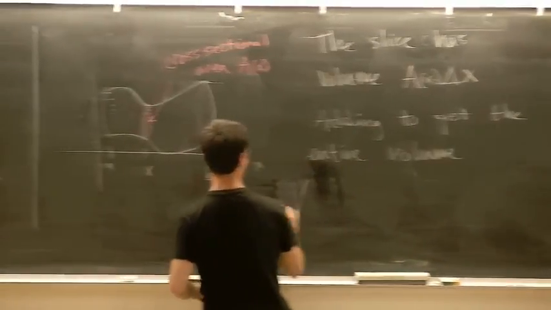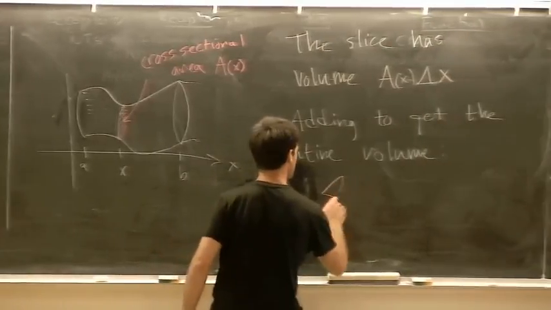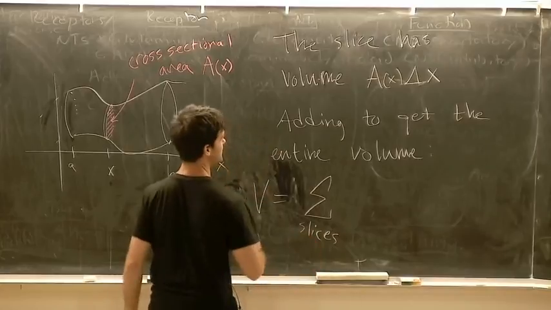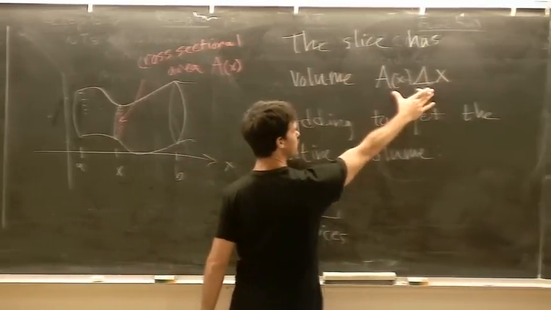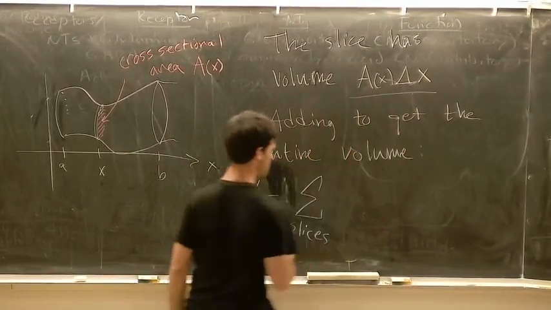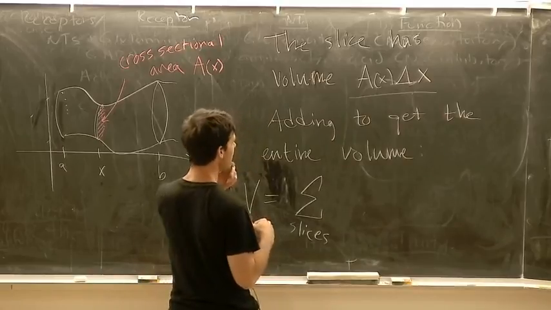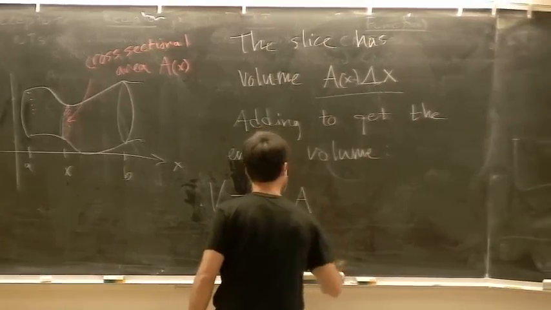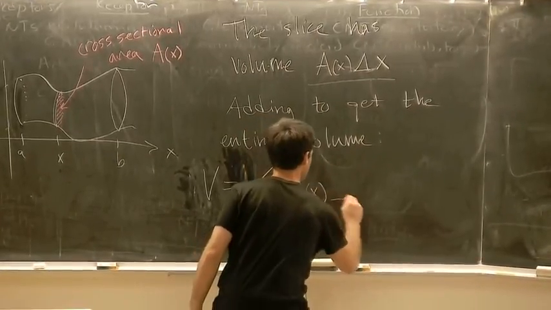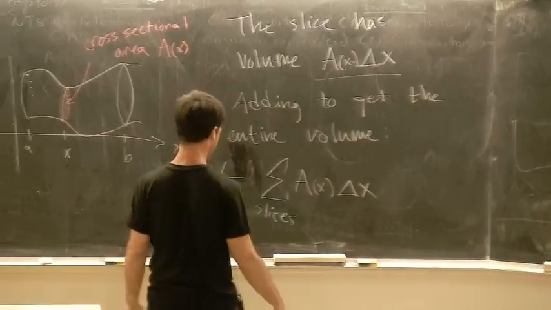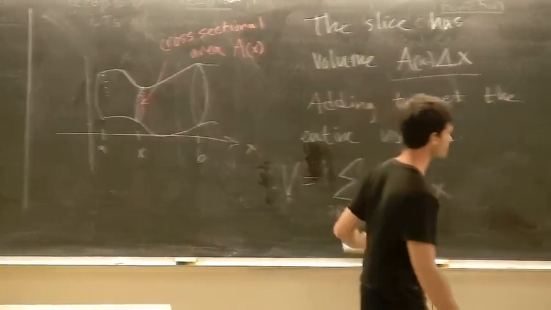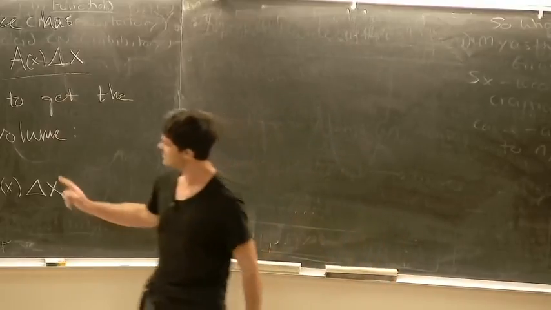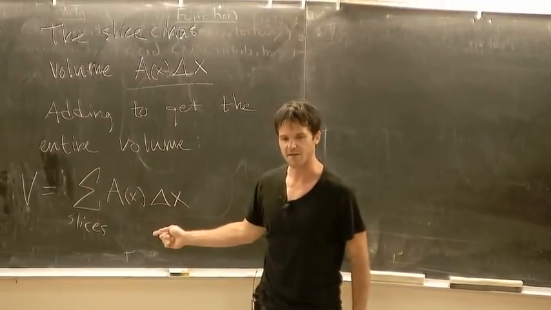I'll call it V, how about? It will be the sum over all the, let's call them slices. And each one of the slices has volume A of x delta x. This looks a lot like an integral.